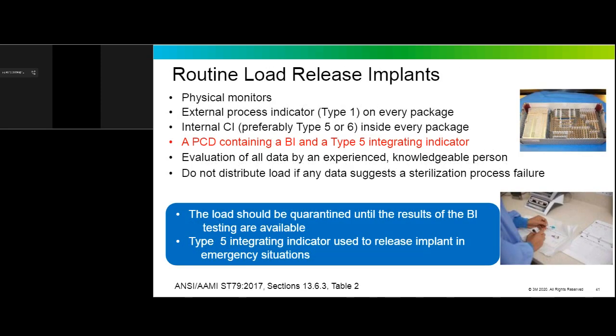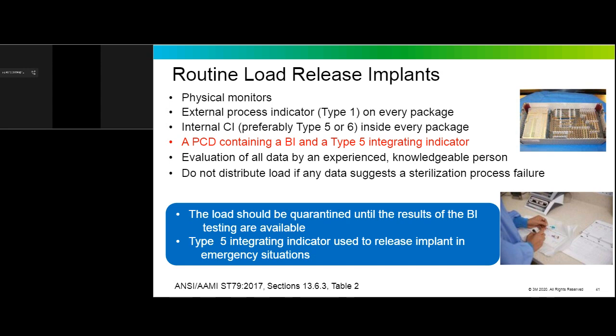And so what's the difference in terms of how do we monitor loads that contain implants? Well, it's the text I have on the slide in red. For implant loads, you should include a PCD, process challenge device, that contains both a biological indicator and a type 5 integrating indicator. And you should quarantine that load until you have the results of the biological indicator.